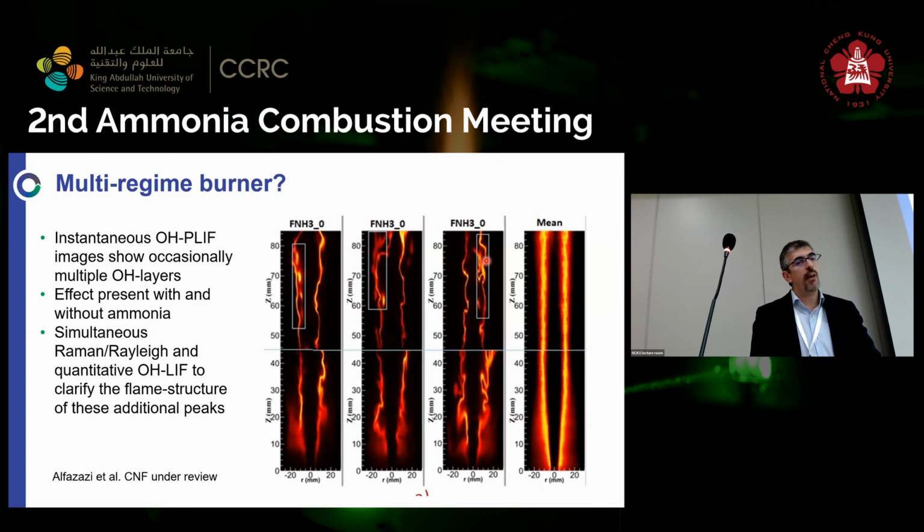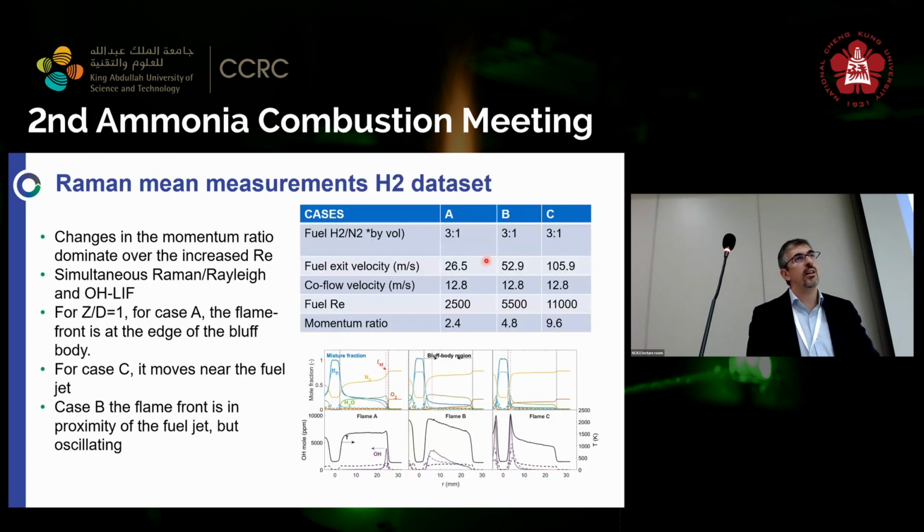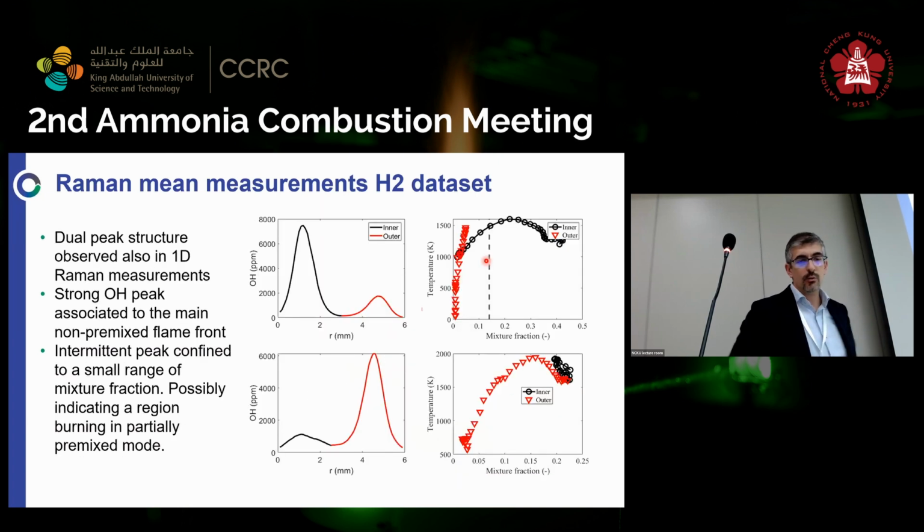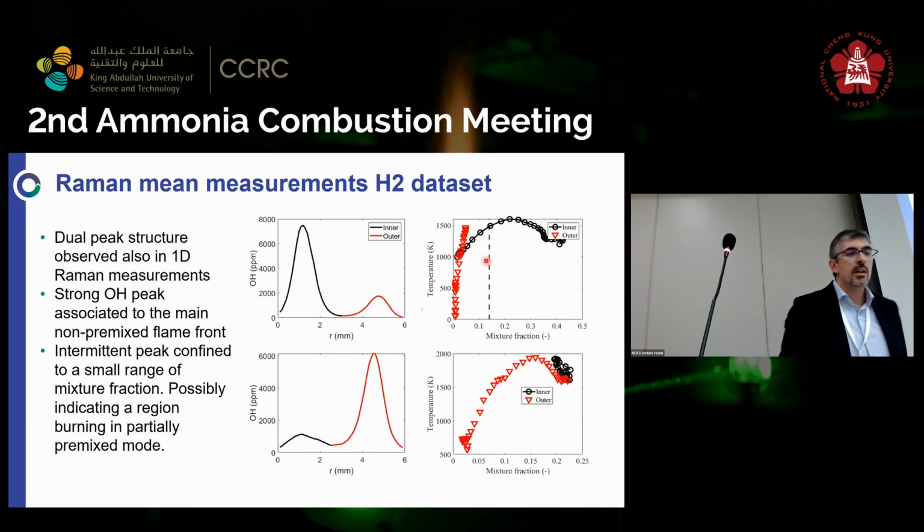So we applied our Raman measurements to these hydrogen-nitrogen flames, so fully cracked ammonia. We did it for 3 different Reynolds numbers ranging from 2,500 to 11,000, just to see if this was related to the Reynolds number. It doesn't seem to change much with different Reynolds number, but let me go to the main result here. So we have simultaneous, quantitative measurement of all the major species, temperature, and OH.